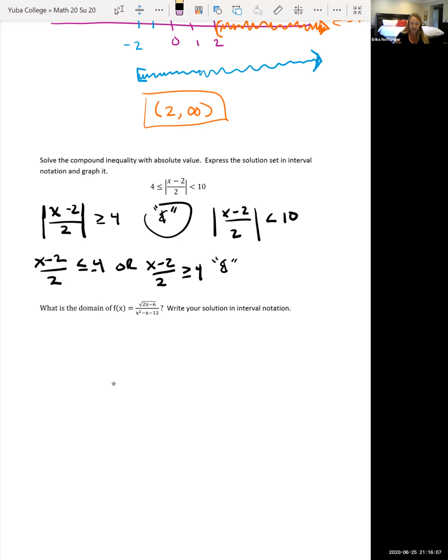So if it's a less than sign for an absolute value, then you sandwich it in between the negative and the positive. So this would be negative 10 is less than x minus 2 all over 2, which is less than 10. So let's cross this out for now. So let's solve each piece.